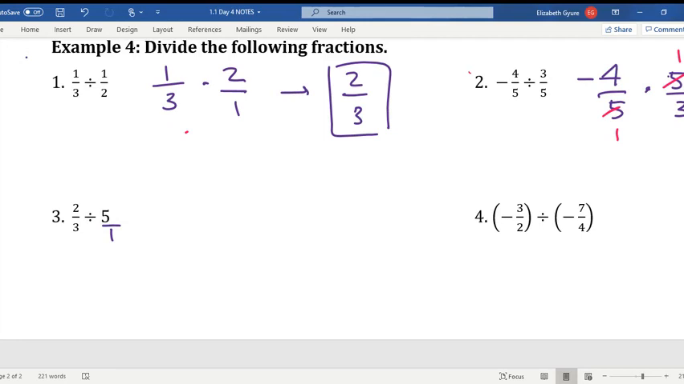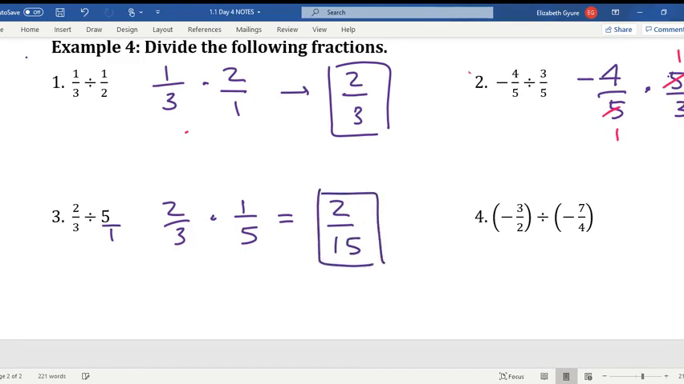So 2/3 divided by 5/1. So let's follow our steps here. We're going to keep the first fraction, so 2/3. Change the division into multiplication and flip the second fraction and make it a 1/5. Anything we can cross reduce? Nope. 2 times 1 is? 3 times 5 is? 15. So you got 2/15.